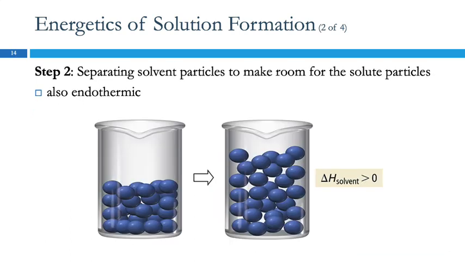The next step we can think about is, well, what's going on with the solvent? We have to separate the solvent particles also to make room for the solute particles to get in. And again, here we're disturbing the attractive forces between those particles. So this is also going to be endothermic. We have to put energy into it. This is not just going to happen. So delta H for the solvent is also a positive number.